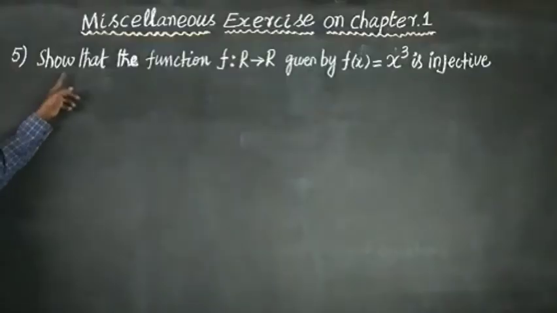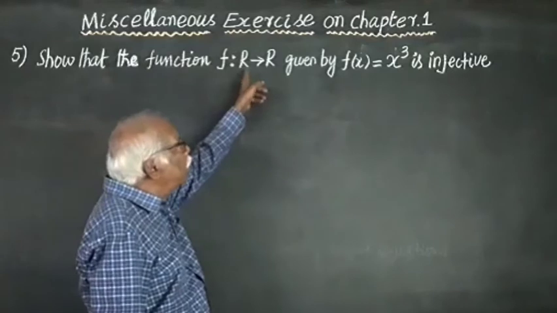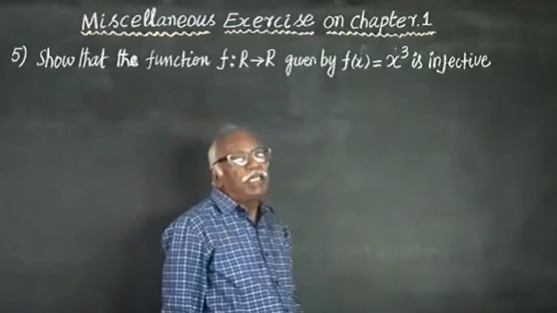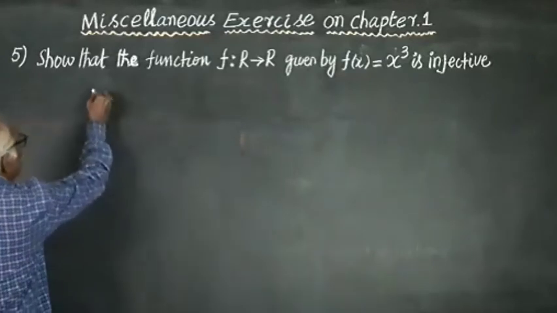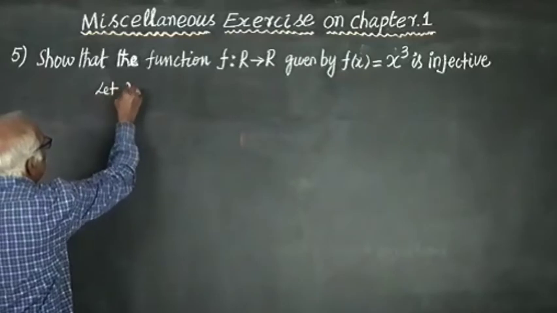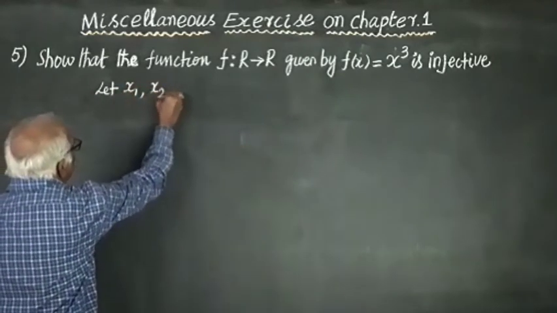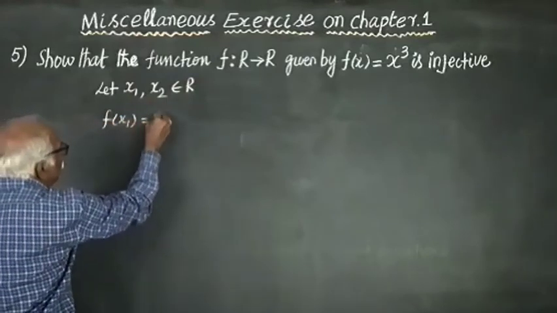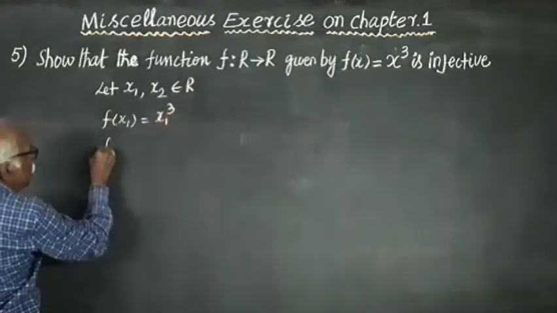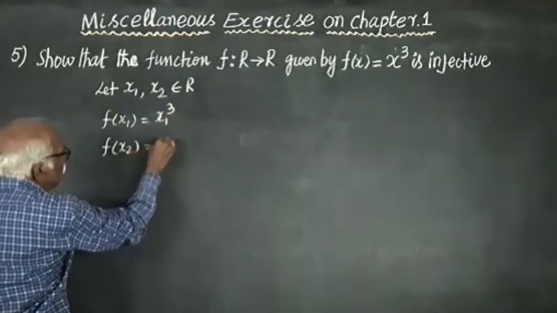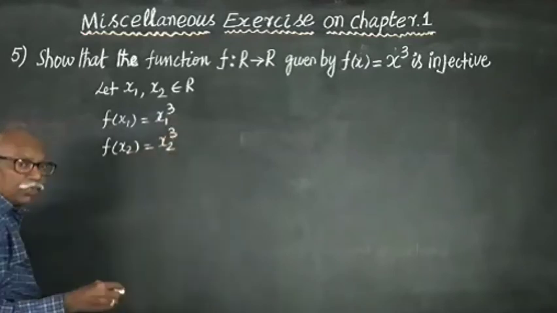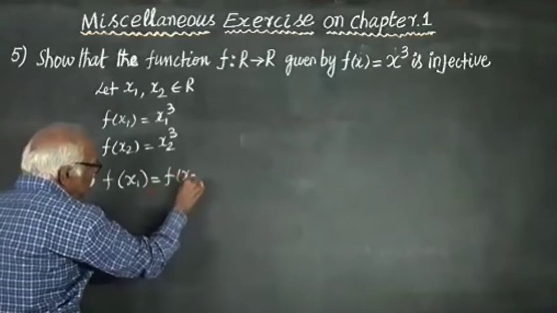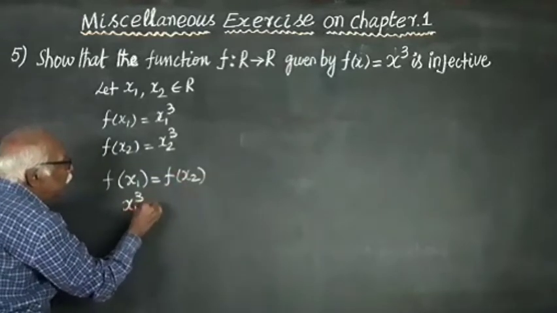Question number 5. Show that the function f from R to R, real numbers to real numbers, given by f of x is equal to x cube, is injective. Let x1, x2 belong to R. f of x1 equals x1 cube, f of x2 equals x2 cube. Assume f of x1 equals f of x2, so x1 cube is equal to x2 cube.